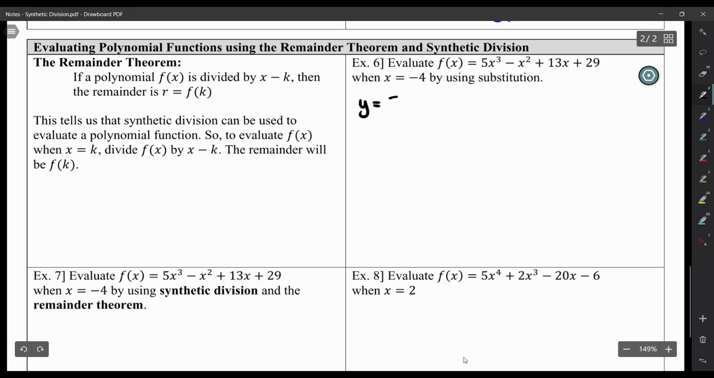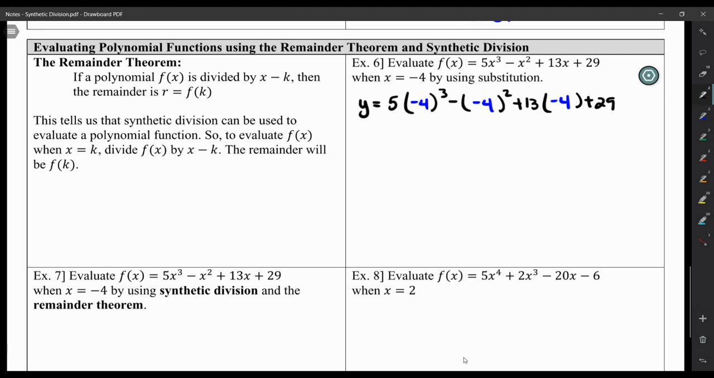So before we would have y equals 5 times x is negative 4 to the third power minus x again, which is negative 4 squared, plus 13 times x again, which is negative 4, plus 29. And we were going to use order of operations to simplify this down. Well, negative 4 to the third is a negative 64, minus negative 4 squared is 16, plus 13 times negative 4, which I can go ahead and multiply. 13 times negative 4 makes a negative 52, plus 29.